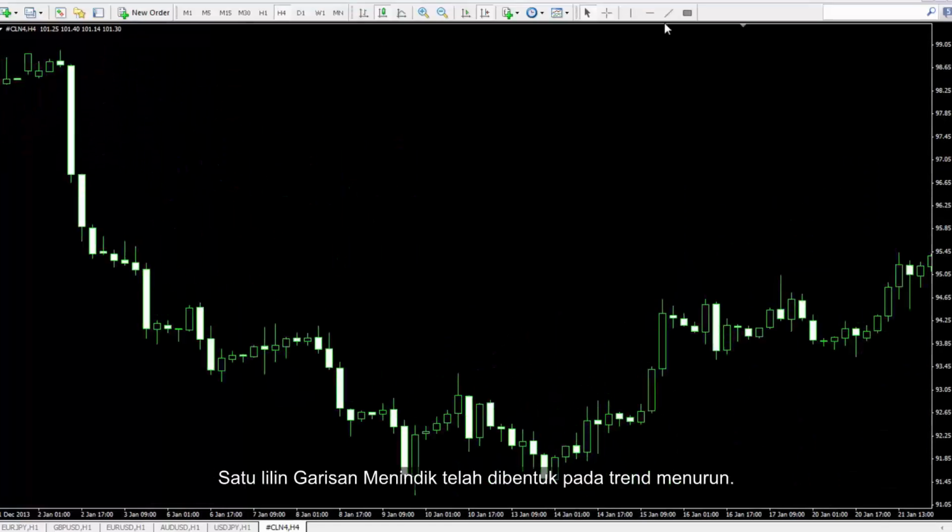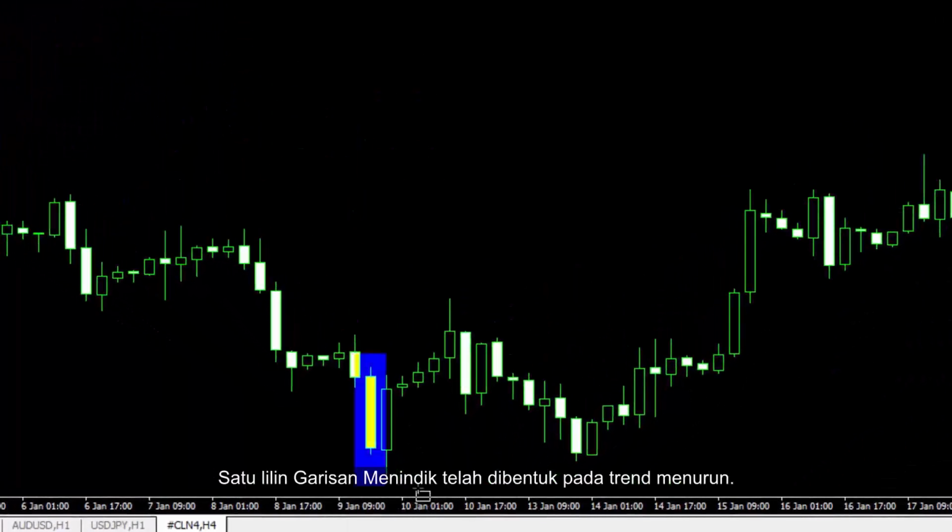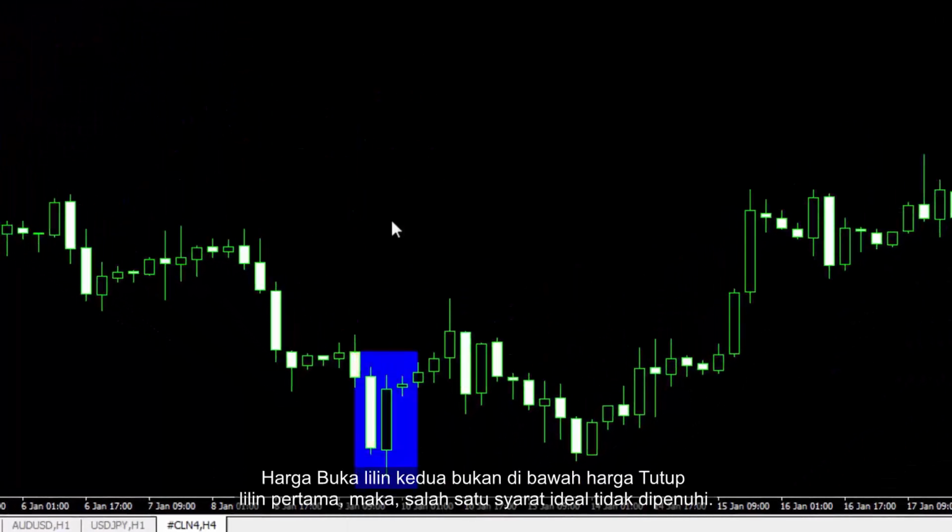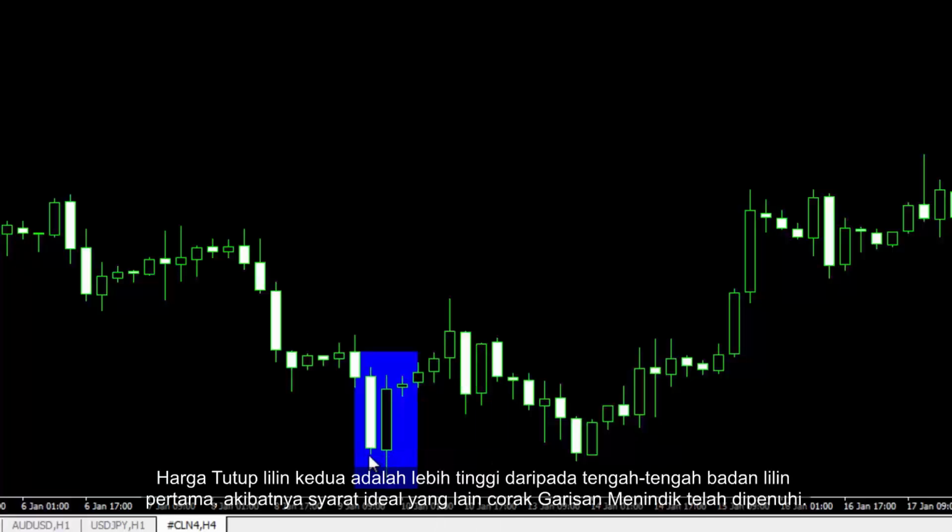A piercing line candle has formed in a downward trend. Open price of the second candle is not under the close price of the first candle, thus one of the ideal conditions is not fulfilled. Close price of the second candle is higher than the middle of the first candle body. Consequently, the other condition of an ideal piercing line pattern has been fulfilled.